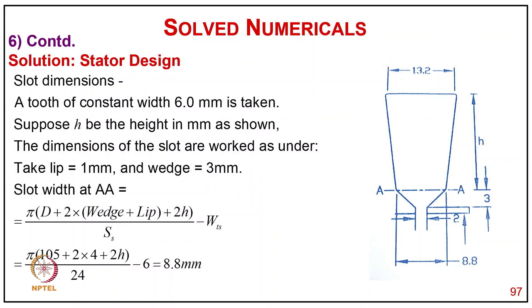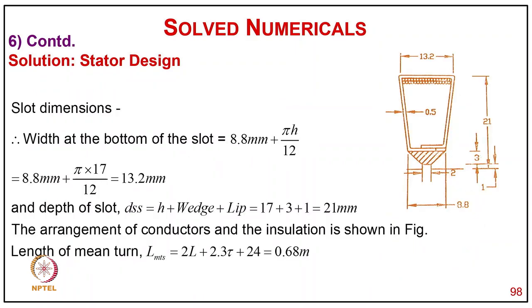So now coming to tooth design, a tooth of constant width of 6 millimeter is taken. Suppose h is the height in millimeter as shown, the dimensions of the slot are worked out as under. Take a slip of 1 millimeter, wedge of 3 millimeter, the slot width a is pi into (D plus 2 wedge plus slip plus 2h) upon Ss, minus Wts, putting values it comes 8.88 millimeter. Now coming to slot dimensions, width of the slot at the bottom is 8.88 plus pi h upon 12, so it comes 13.2 millimeter according to the diagram, and depth of the slot is h plus wedge plus slip, it comes 21 millimeter.